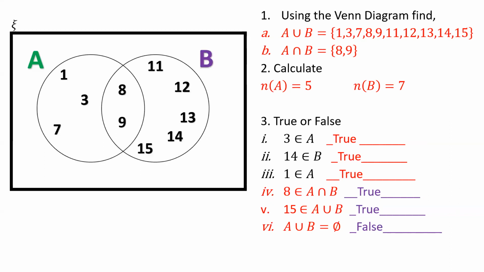Now, by the way, the last one, the reason why this is not empty: look, it says A union B is empty, but A union B has numbers inside of it. So A union B is not empty. So that's why this is false. Okay.